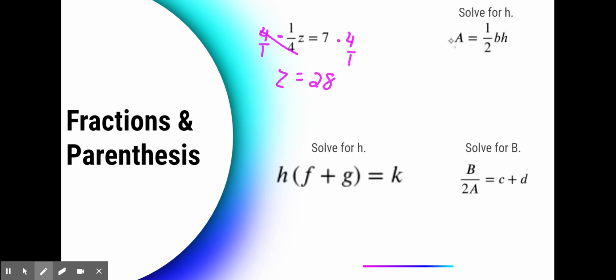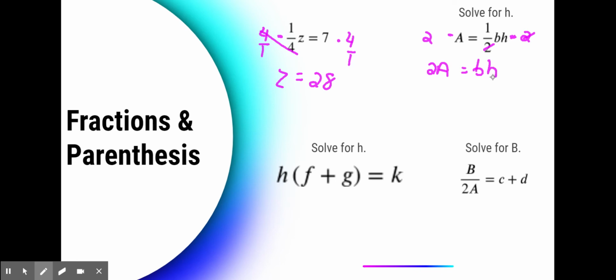Okay, so let's take that area formula that we talked about earlier. Area equals 1/2 base times height. This is the area of a triangle, and let's solve for the height. Well, the first thing I've got to do is get rid of this 1/2. And I could divide both sides by 1/2, but dividing by 1/2 is the same thing as multiplying by 2. So I'm going to multiply both sides by 2, and I get 2A equals, this 1/2 and this 2 cancel, and I'm left with BH.